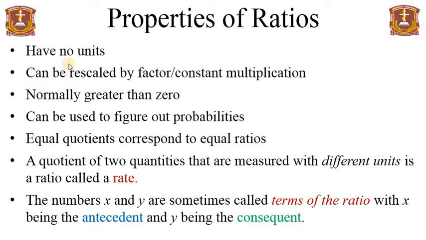So the units will divide and cancel out, and you end up with no unit. It's a ratio, so it can be rescaled by a factor or constant multiplication. When that happens, you can have the ratios modified. These ratios are normally greater than 0, especially since it's hard to come by a negative ratio. That is basically why we are saying they're normally greater than 0.